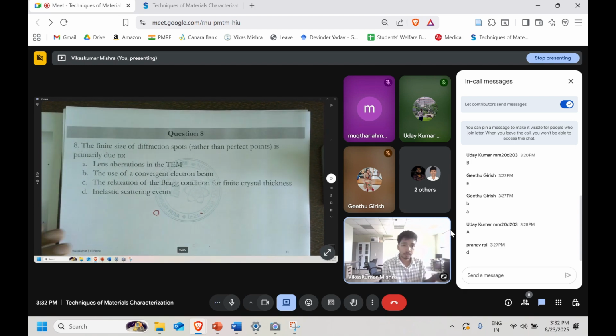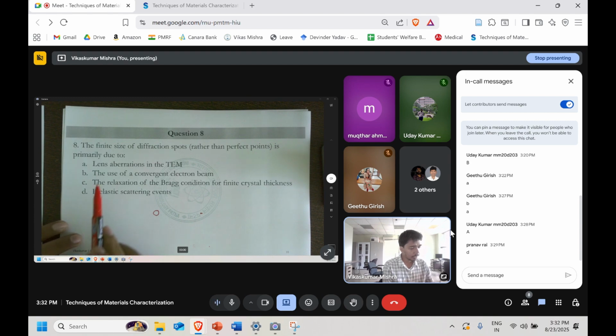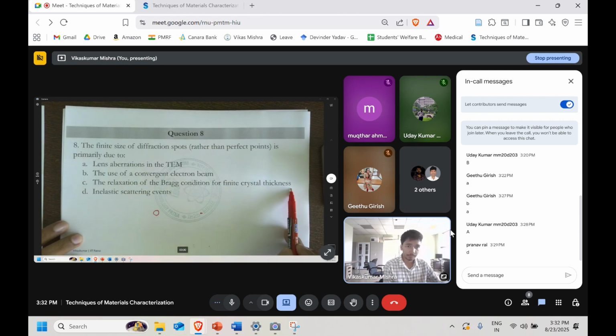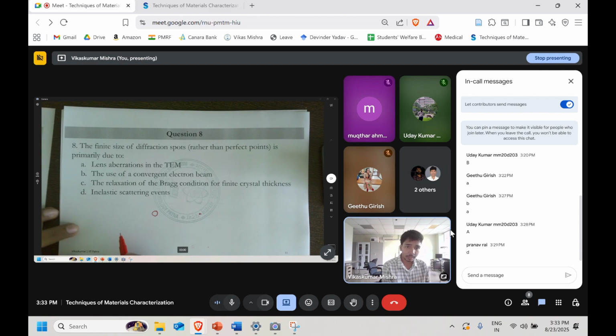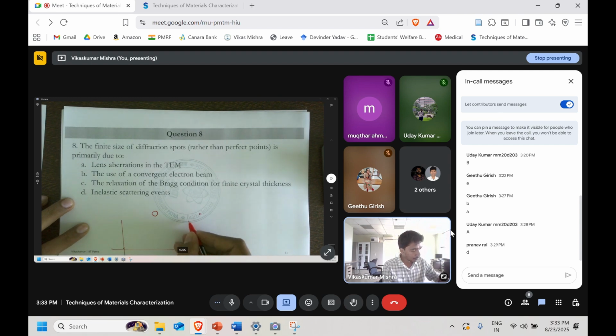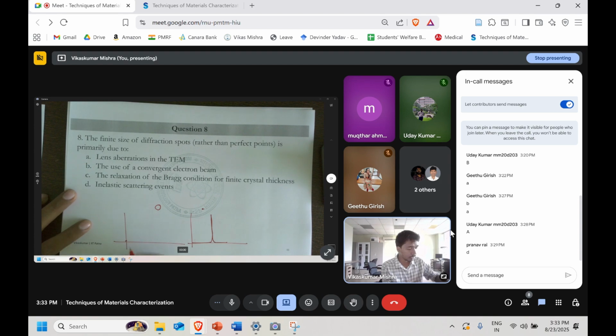So why is that? What is the reason for that? The options are: the length averaged in the TEM, the use of a convergent electron beam, the relaxation of Bragg's law for a finite crystal lattice, or D, inelastic scattering events. Now one can also relate it with XRD. How? In XRD also it should be a very sharp peak when the diffraction phenomenon is satisfied, while in the real case, what we are getting is a broadness in that peak.